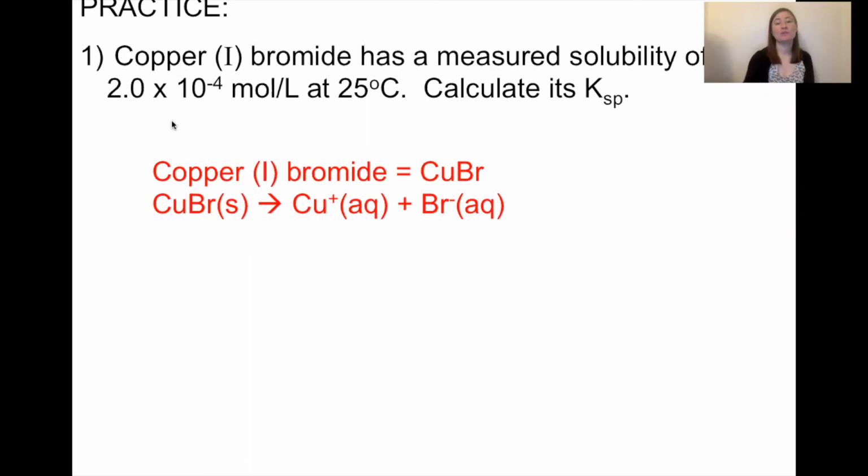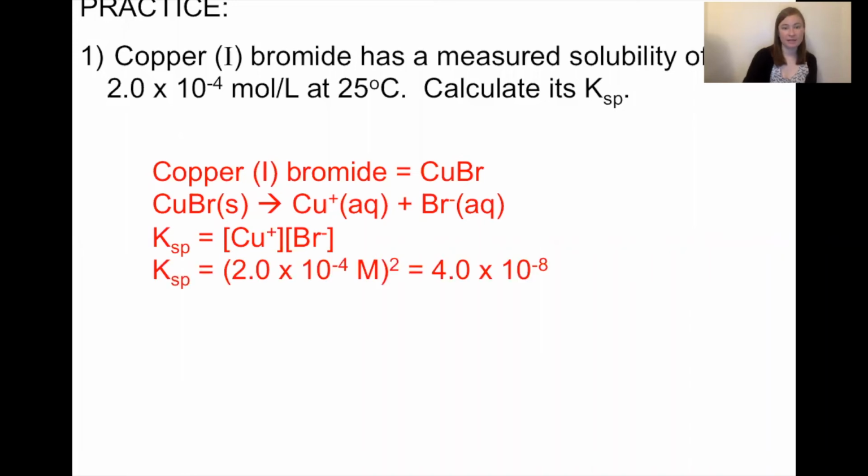And then you need to relate the solubility to the concentrations of each of the ions. In this equation, it's all 1 to 1, right? So this concentration is also going to be the concentration of Cu+ and of Br-. We can write our equilibrium product, or our solubility product, right? That's just the concentration of Cu+ times the concentration of Br-. There's no coefficients, so we don't have any powers in our KSP expression. And then we just plug in 2.0 times 10 to the negative 4, squared, and we get 4 times 10 to the negative 8. Good.